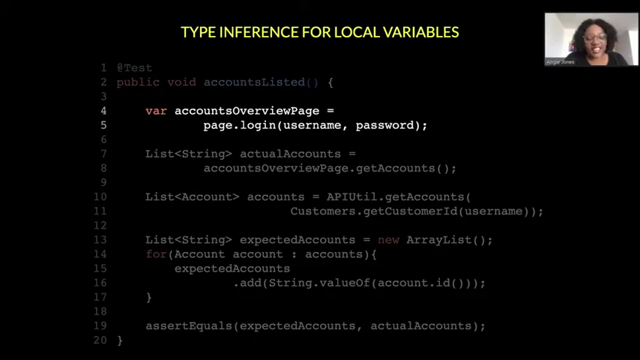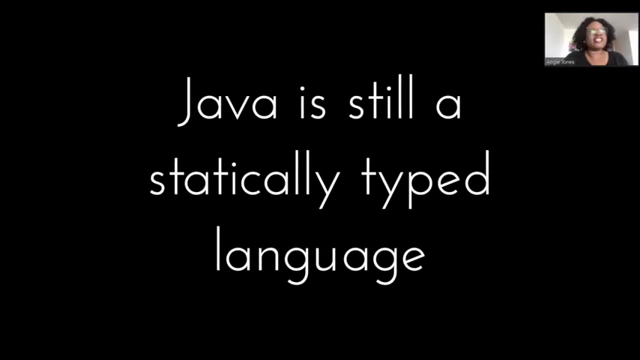But before you get carried away and start using var everywhere, let me explain to you the rules and also give you some tips here. This does not make Java a dynamically typed language like JavaScript or Python. That's the first thing that came to my mind when I saw this. Like, oh my goodness, is this not a statically typed language anymore? So I had to do some digging and some research. And I found out that the type is still there, actually.